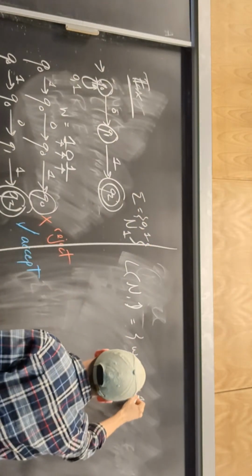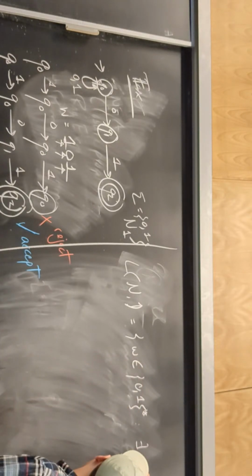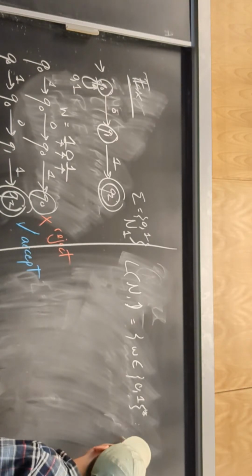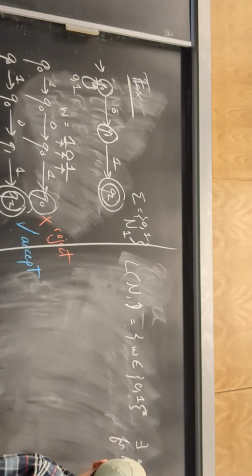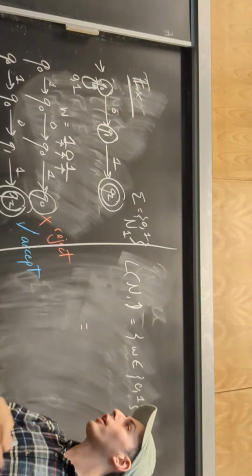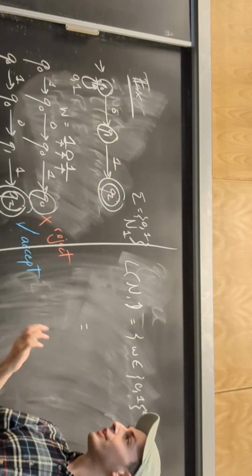So this is all the strings in 0, 1 star for which there exists a successful computation for N1 when reading W. Okay? So does anyone have an idea what that could be? Because you could start listing all of the strings, but that would take you a very long time because the list is infinite.